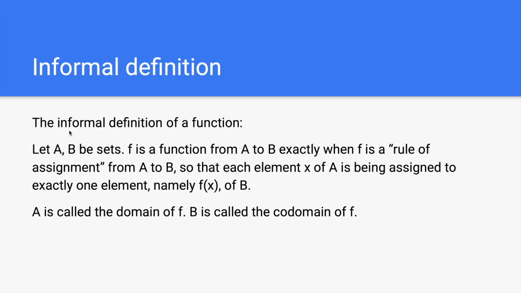Here comes the informal definition of a function. Let A, B be sets. f is a function from A to B exactly when f is a rule of assignment from A to B, so that each element x of A is being assigned to exactly one element, namely f(x) of B. A is called the domain of f. B is called the codomain of f.